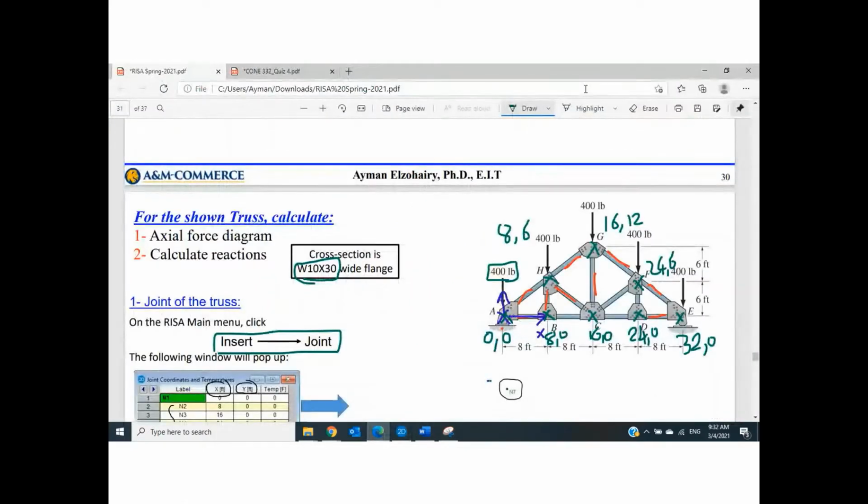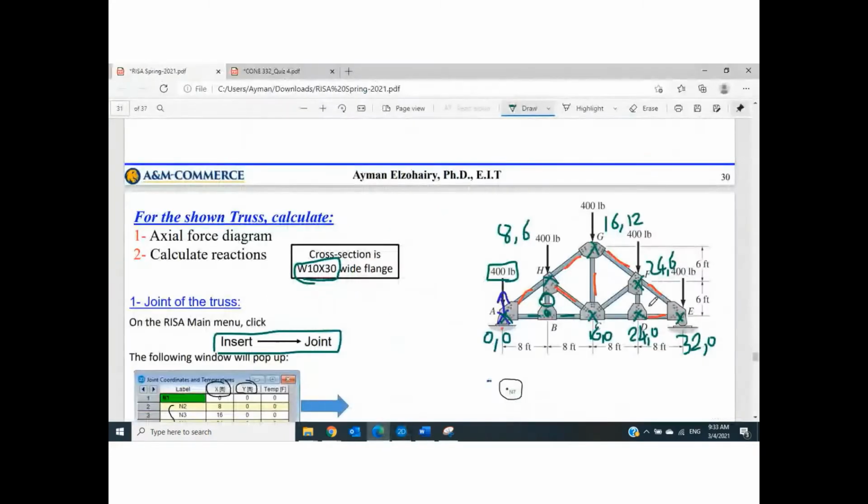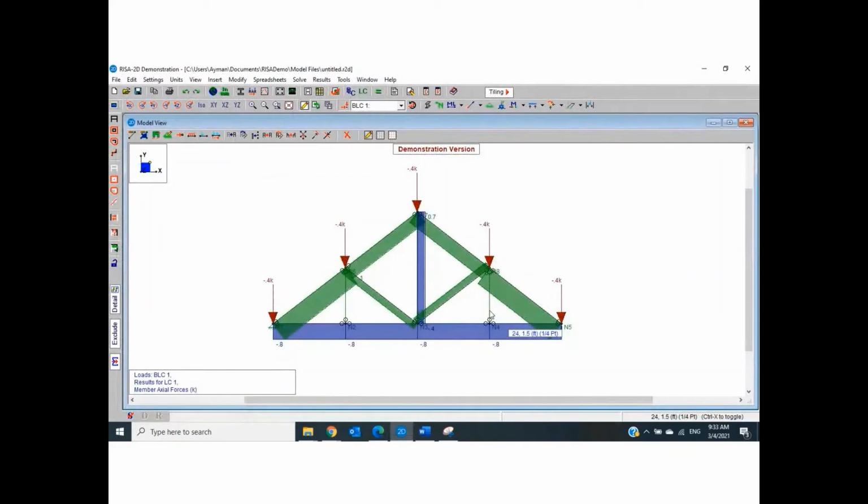That makes sense. Do you know why? Because at this joint, we have 3 members. 2 of them are collinear, no external force. The third member will be 0. That makes sense. This member is 0. For this joint, we have 3 members. 2 of them are collinear, no external forces. The third member should be 0. That makes sense. This member is 0.